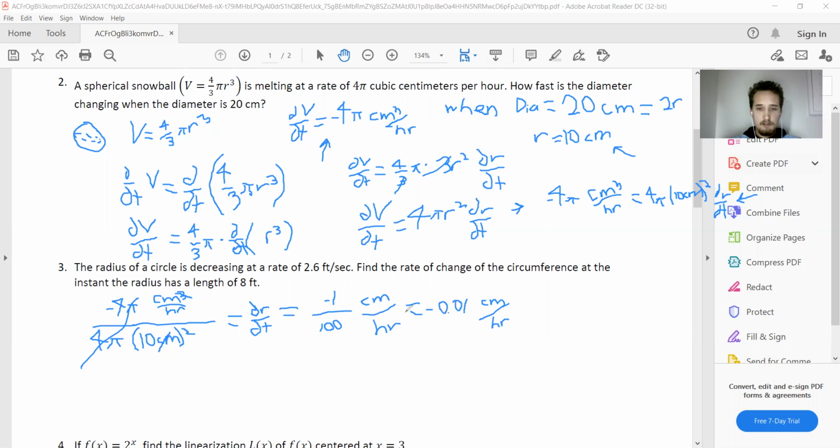Okay, and from there, the change in radius is going to be half the change in diameter. So in order to get the change in diameter, we need to double it. So the answer is going to be negative 0.02 centimeter per hour. Okay, and so that's the answer. So let me just write this.